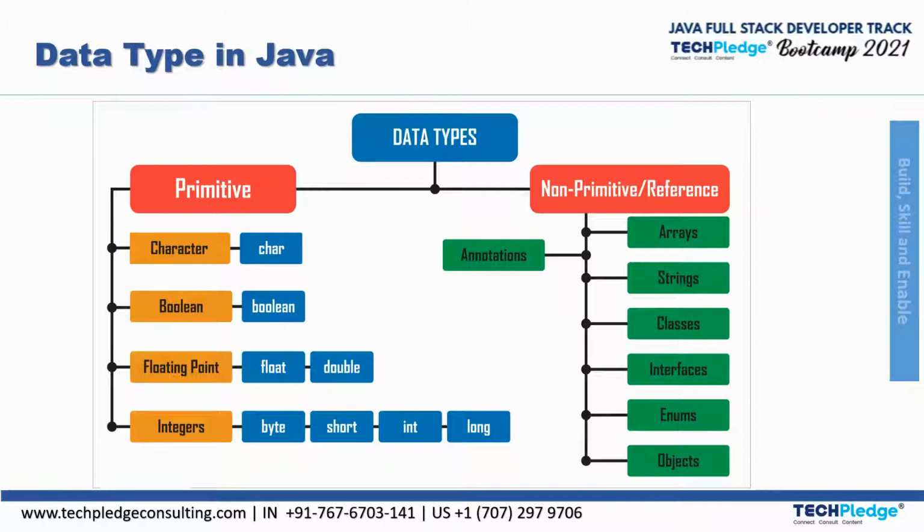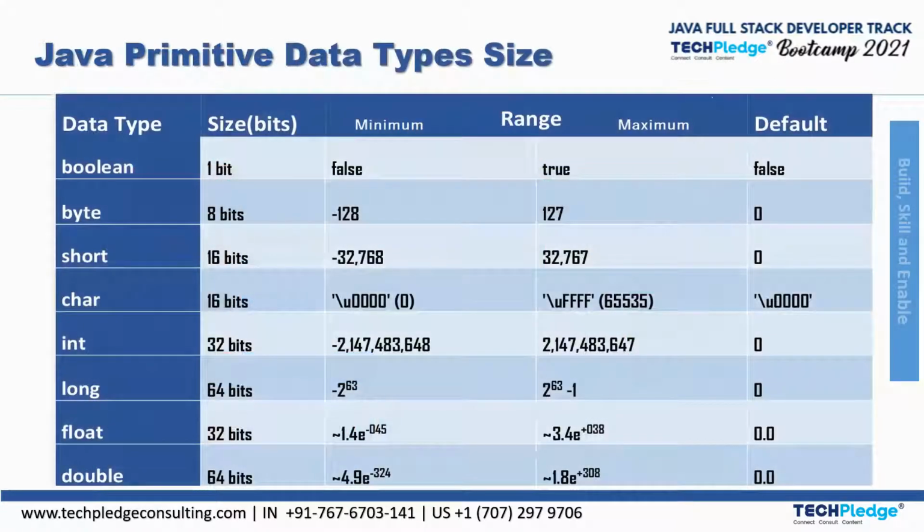Then the next is non-primitive or reference data types. Under this come arrays, strings, classes, interfaces, enums, and objects. In detail, I'll be going through all of them. So first is the primitive data types and their sizes.